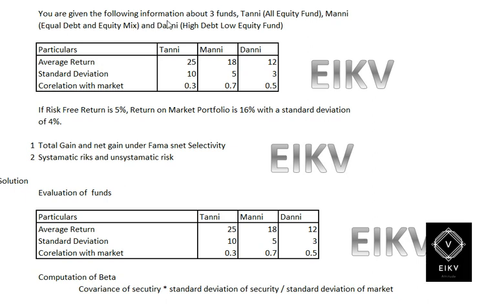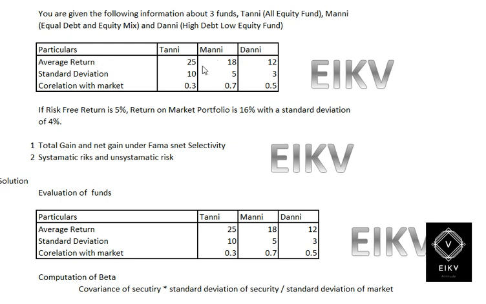So in this illustration, you are given the following information about three funds. Basically, Tani is an all-equity fund, Mani is a debt and equity mix, and Dani is a high debt, low equity fund. Some of the details have been given for Tani, Mani and Dani.